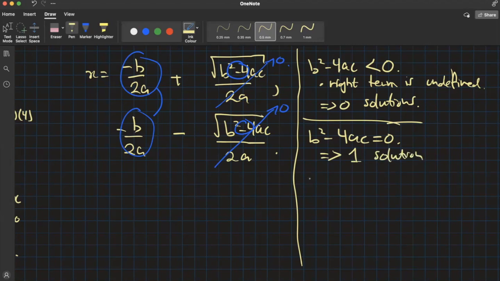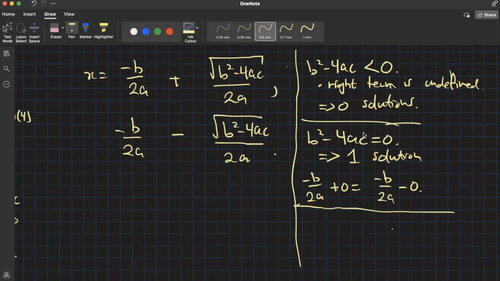And that is because, let's just write it out formally, minus b on 2a plus 0 is equal to minus b on 2a minus 0, which is exactly what we have here. So now let's cover the third and final case, where we have b squared minus 4ac is greater than 0.